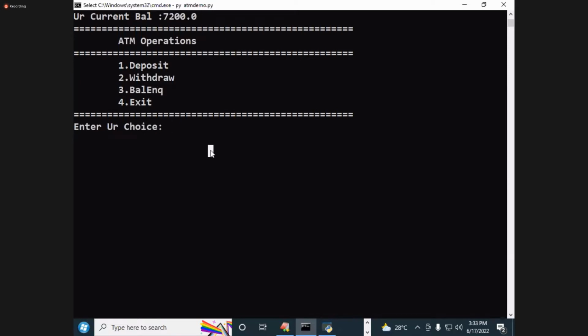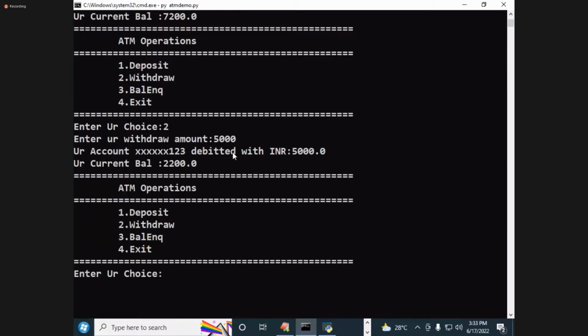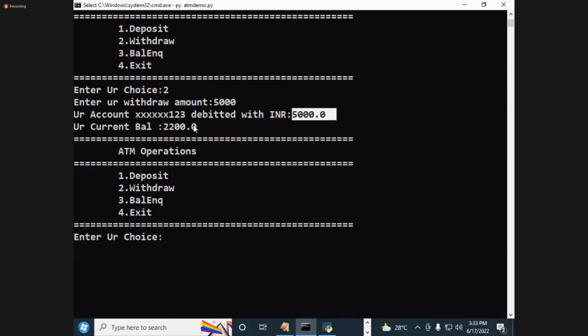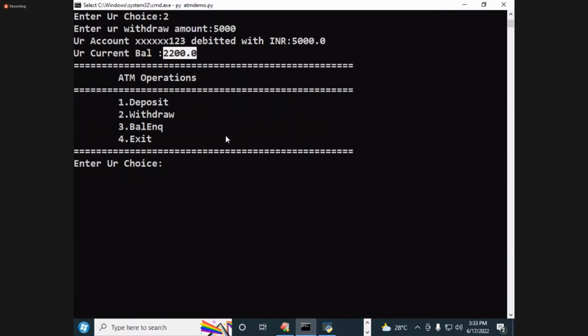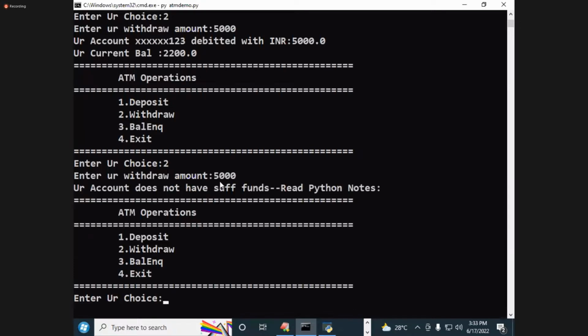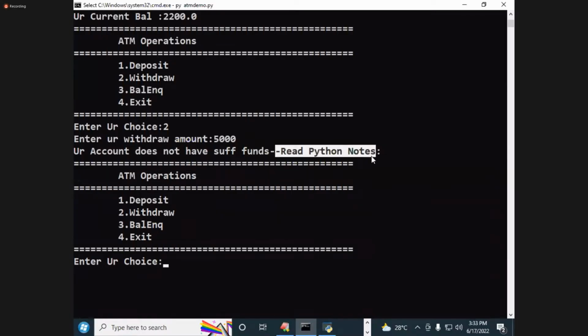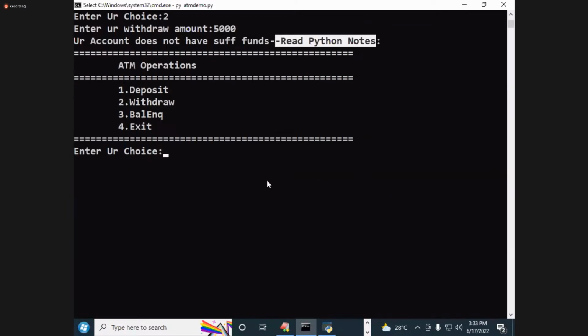Now, second, enter your choice. Enter the withdraw amount. 5,000 you want to take. Okay, take. Your account is debited with 5,000. Your account balance is 2,200. Next, second, withdraw. 5,000 you want to withdraw. Will you get it? No. Your account doesn't have sufficient funds. Read Python notes. Right. Next. Balance is 3. It is 2,200.